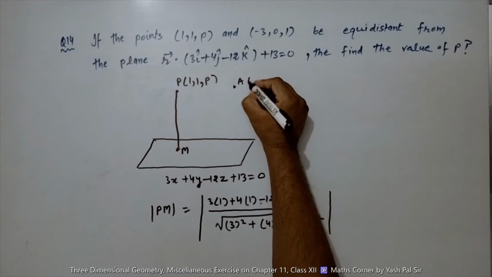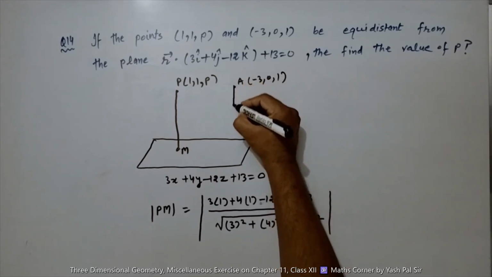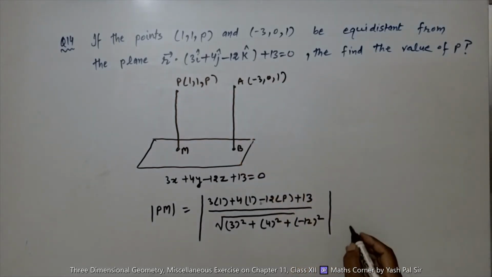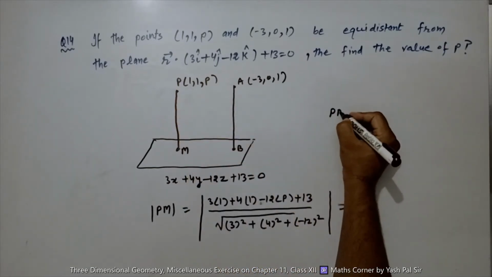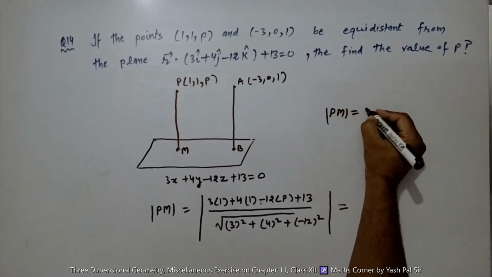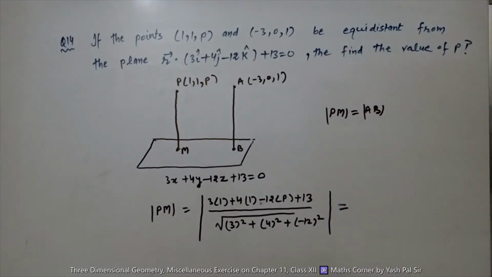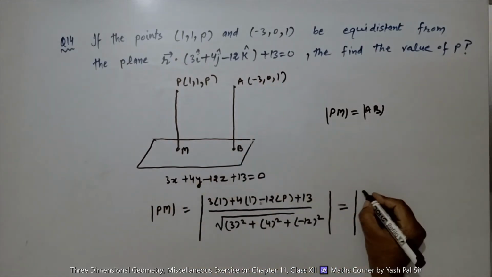Similarly, this is point A. Its coordinates are minus 3, 0, 1. So the perpendicular is AB. So the PM distance is equal to the AB distance.